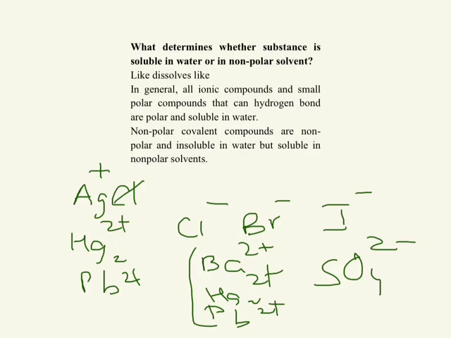So is AgCl, silver chloride, soluble in water? No, it's insoluble. Is lead bromide soluble in water? No. So the ones I'm mentioning here are the exceptions. These are ionic compounds, but they are still insoluble in water. Now this list is given to you in the book, so if you want to make sure which ones are not soluble, you can look in there.